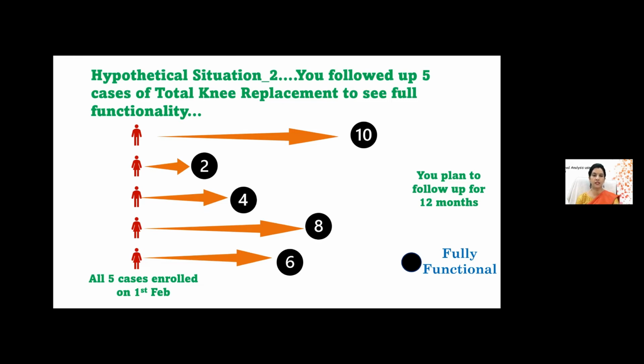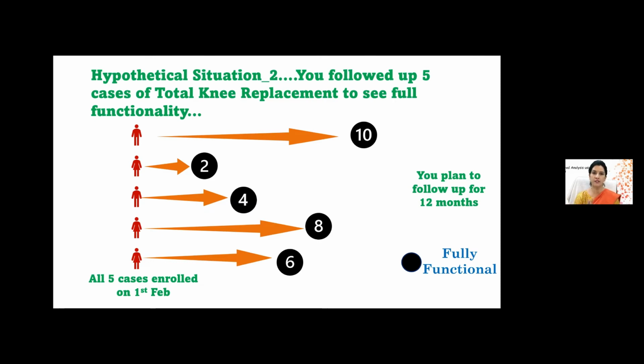And then you can see that after the first case has attained this at the end of 10 months, the second at the end of 2, 4, 8, and 6. In this case, as in the picture, you can see that the start point is the same, since it is a small sample. But likewise, I said that you may recruit individuals over a period of 2 months, 3 months, so everyone will have a different start point in your case.